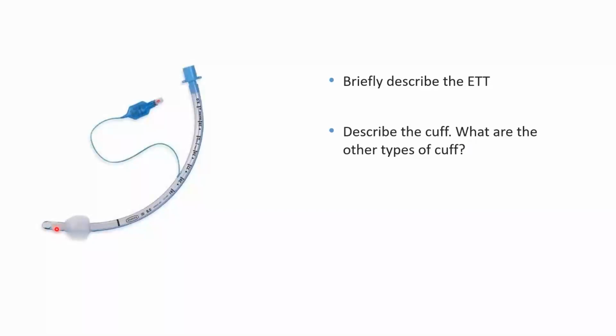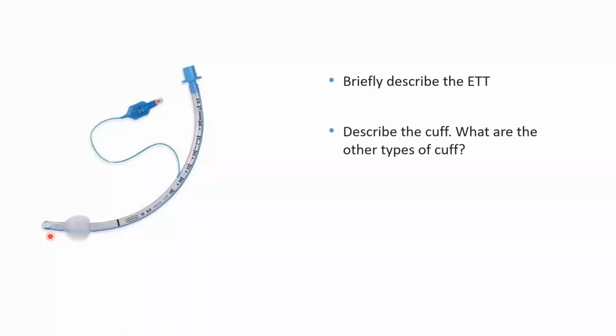Importance of Murphy's eye: if the main lumen gets blocked, it can ventilate through the other lumen. Exactly. And there is an inflating balloon, sir. Pilot balloon, the cuff inflating pilot balloon. And this is a cuff. Right. And there is one radio opaque line throughout the ET tube, right?